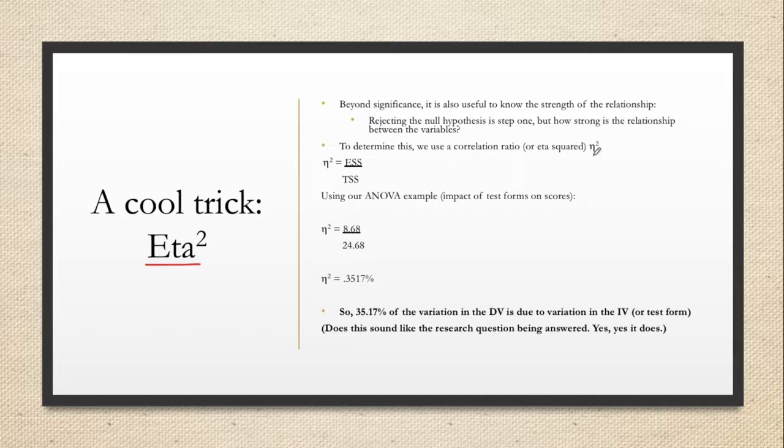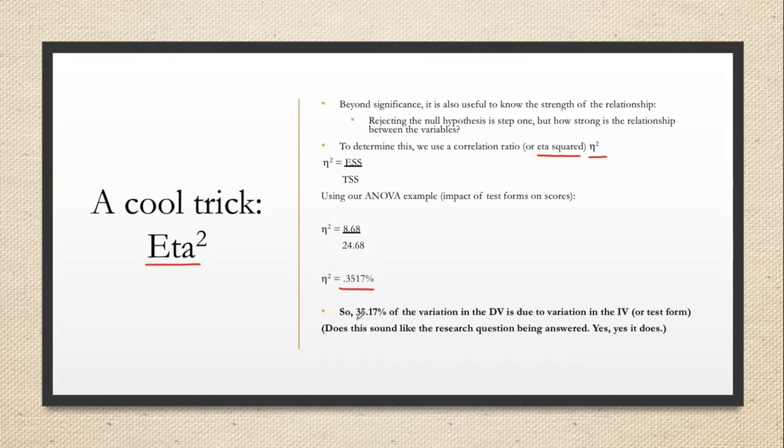Well, we're interested in that same question, and how we do that with an analysis of variance is we get the eta squared, which is symbolized by this funky little n, squared. And the eta squared is determined by the explained sum of squares over the total sum of squares. Okay, so we're going to use the same example we have been walking through earlier, and we're going to put the explained sum of squares, 8.68, over the total sum of squares, which is 24.68, and it gives us the following number. What do we do with this number?